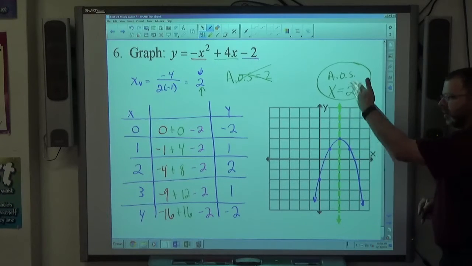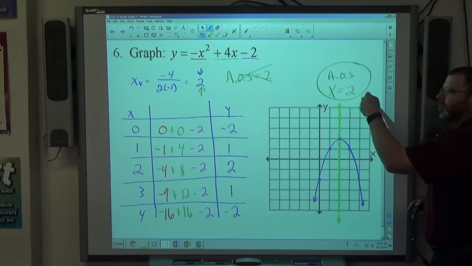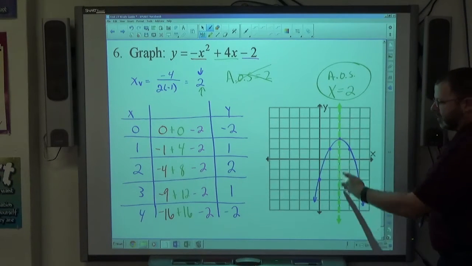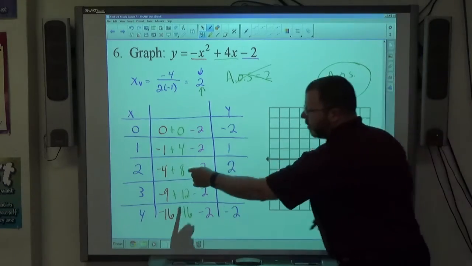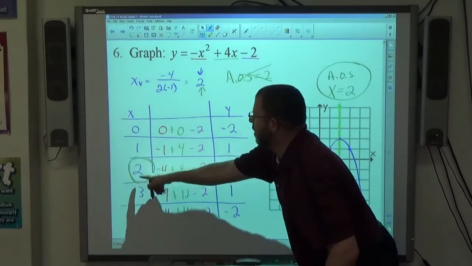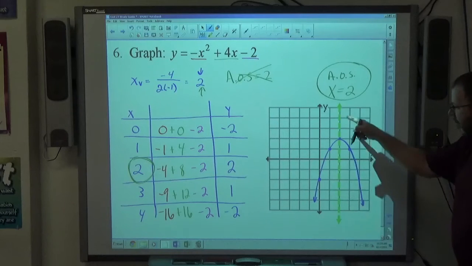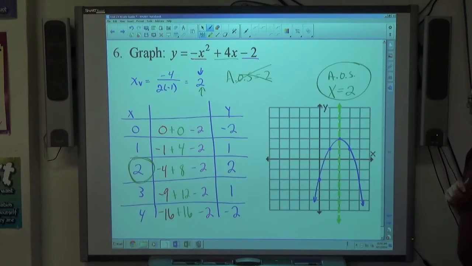So a linear equation is a vertical equation. X equals number is how you write a vertical equation. And it's going through the vertex, so it's going to equal whatever the x value of the vertex is. So dashed line, draw it in there, and identify its equation.